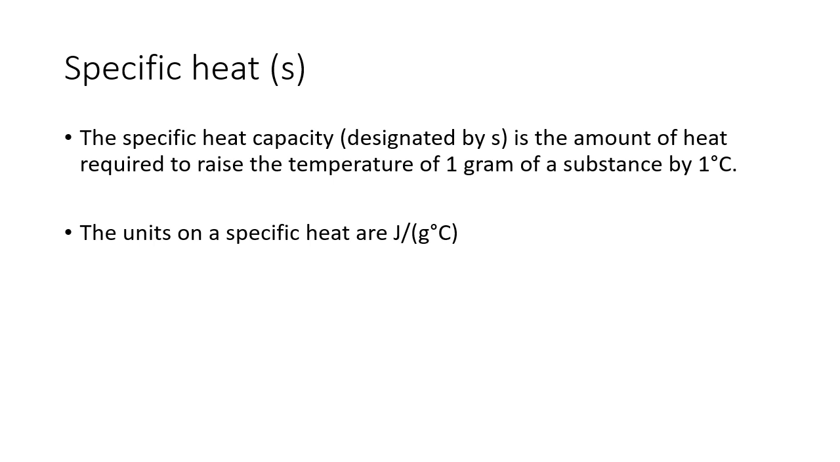The specific heat capacity, which is designated by the symbol lowercase s, and in some other textbooks is indicated by the lowercase c, is the amount of heat that is required to raise the temperature of 1 gram of a substance by 1 degree Celsius. Because of that definition, the units on a specific heat are joules per gram degree Celsius.